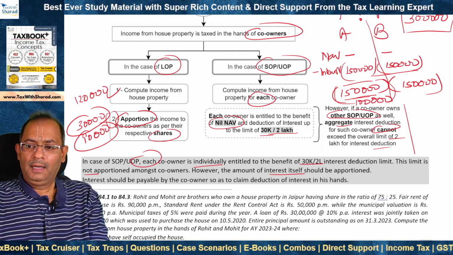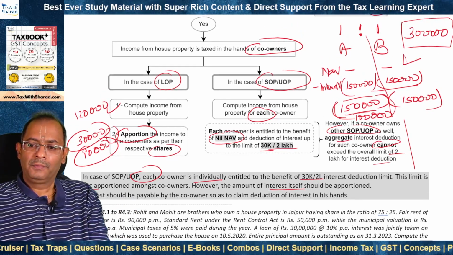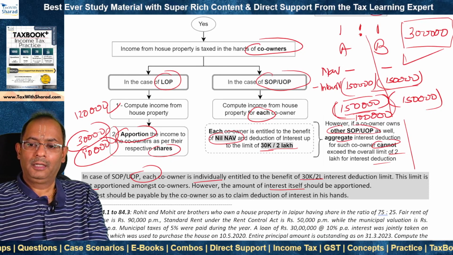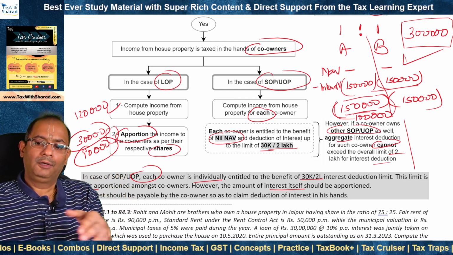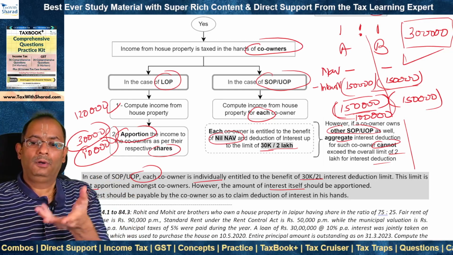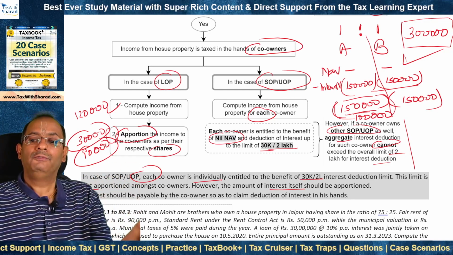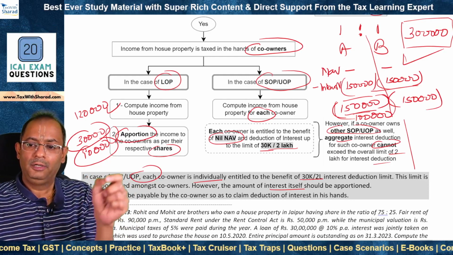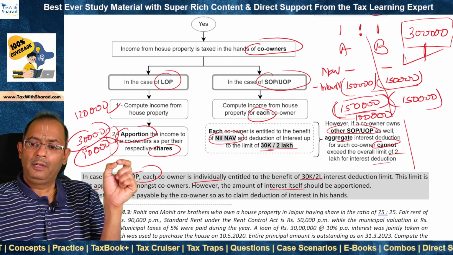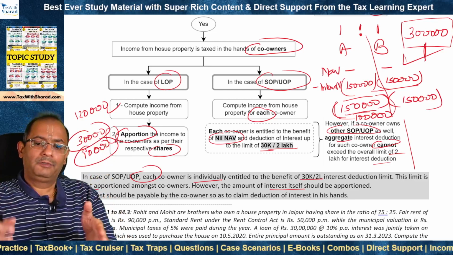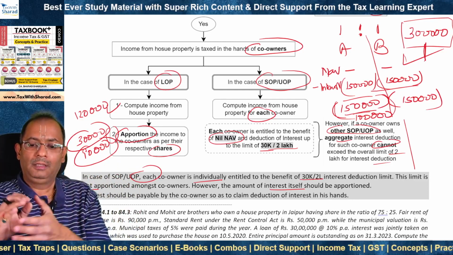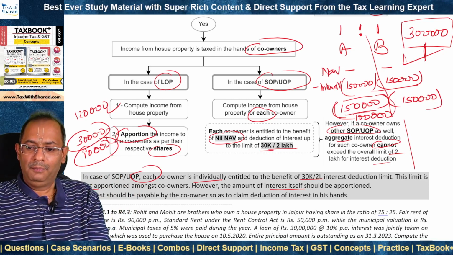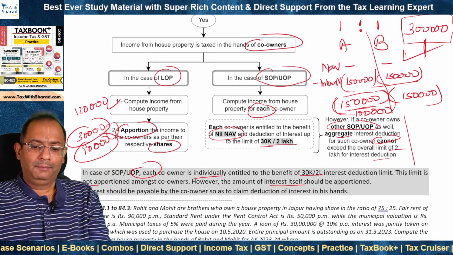So if in our case the interest payable is 3 lakh, it is not that we are going to allow the deduction of rupees 3 lakh, subject to a limit of 2 lakh, to A as well as to B. So the overall deduction allowed by the tax department will be 4 lakh rupees, right? Which is not possible. So interest will be apportioned, and that apportioned interest will be allowed as the deduction, and the limit of 30,000 or 2 lakh will be available to each of them separately.